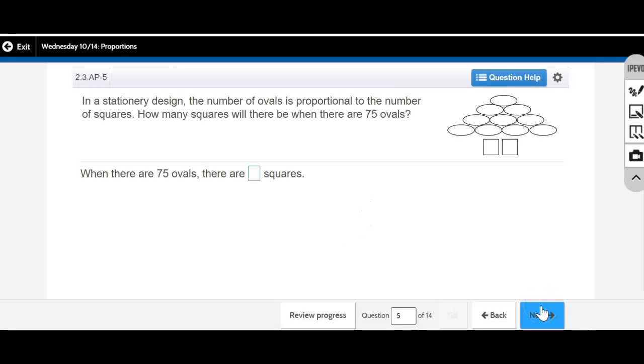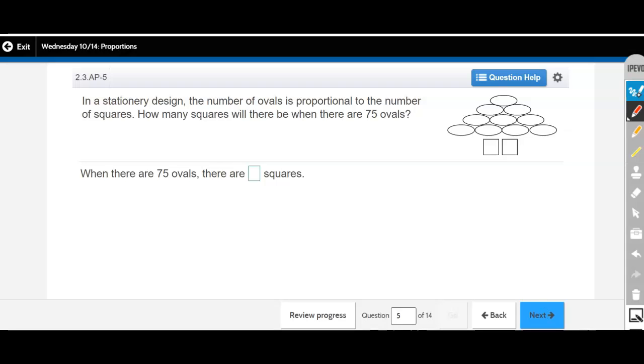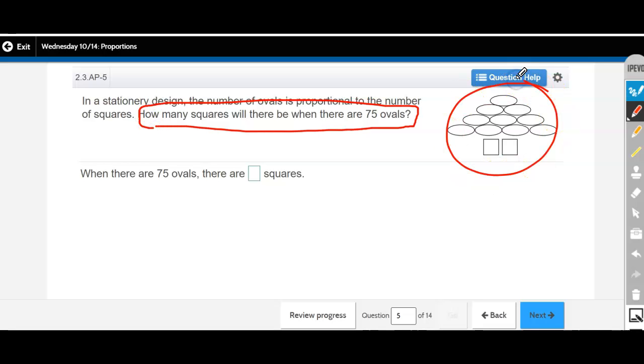Now on this one, they want us to use our proportional relationship understanding to figure out how many squares there'll be if there's 75 ovals. So I got to come over here and count how many circles to ovals there are. So 1, 2, 3, 4, 5, 6, 7, 8, 9, 10 ovals to 2 squares. Okay, so I did ovals to squares. I'm going to simplify that down to 5 to 1. Okay, 5 to 1 ovals to squares.